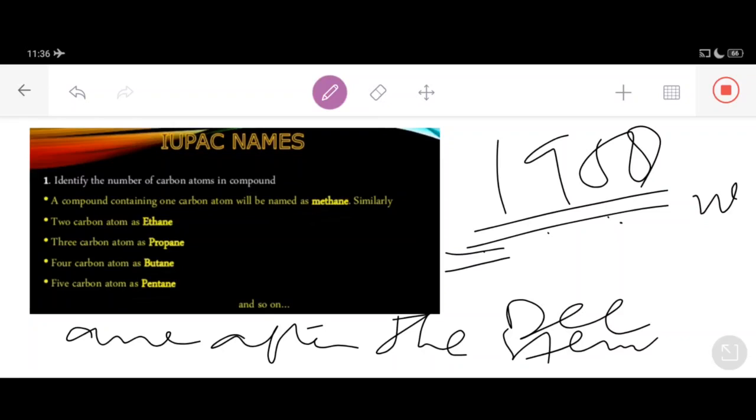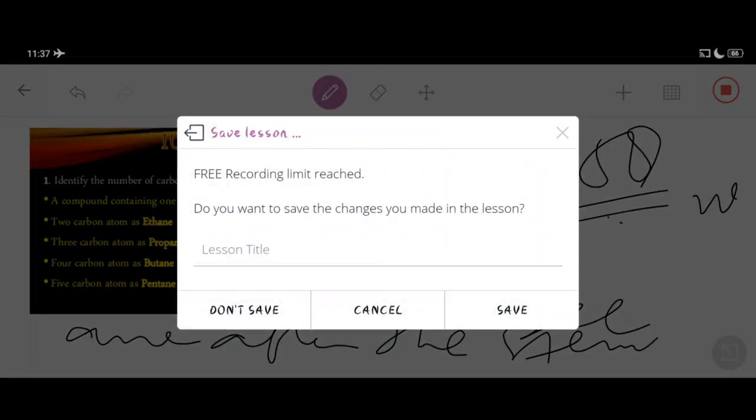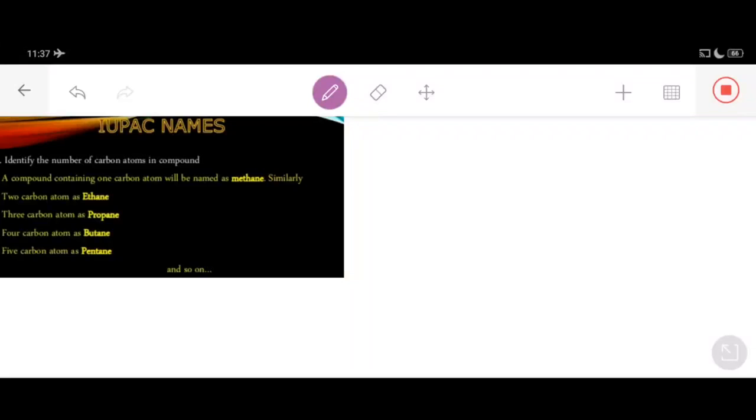Let's discuss some examples of how we can give names to the carbon compounds by utilizing these generalizations or rules. Let's give some names to these organic compounds, my dear students. Let's discuss some of the examples regarding this nomenclature of the organic compounds.